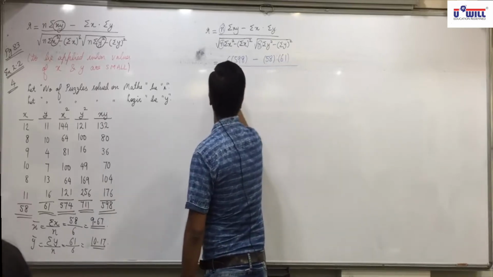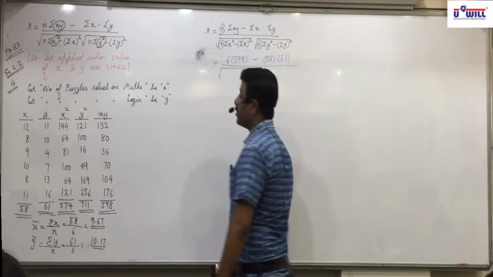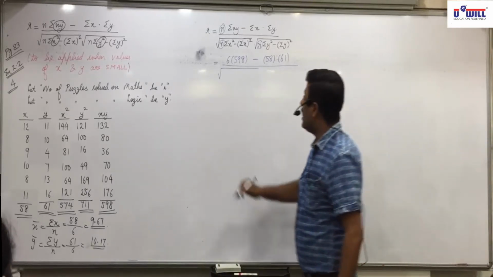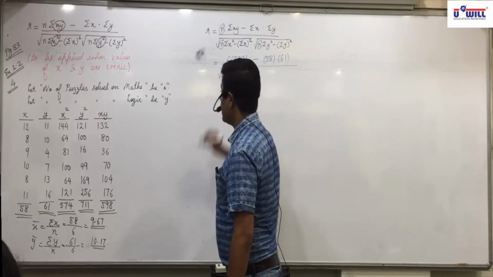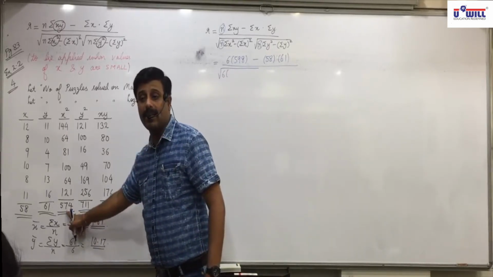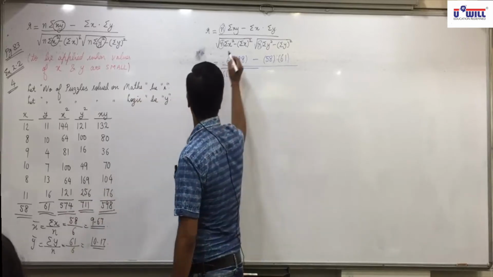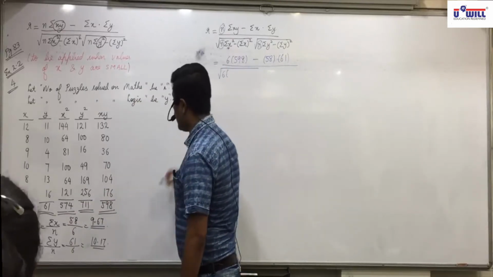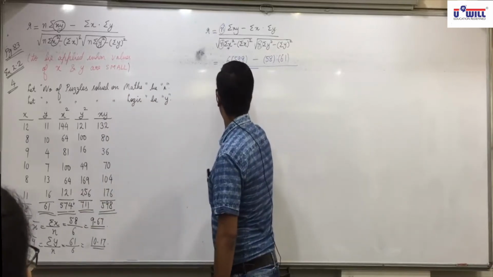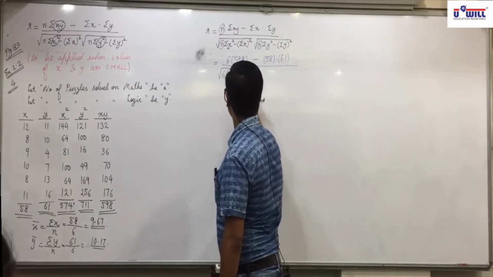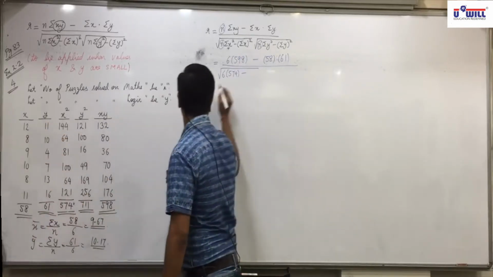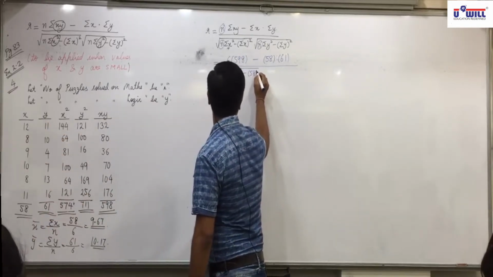Divided by square root. Any confusion in the numerator? N is again 6. Sigma x square 574. See here, everyone. What is sigma x square? 574. But minus sigma x whole square, which is 58 whole square. Understood the difference?